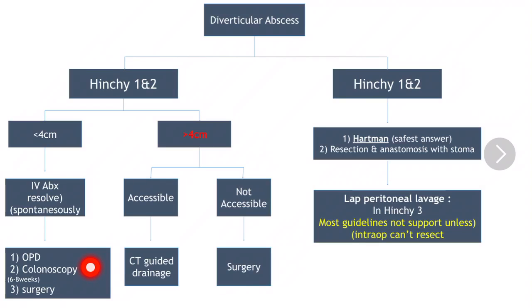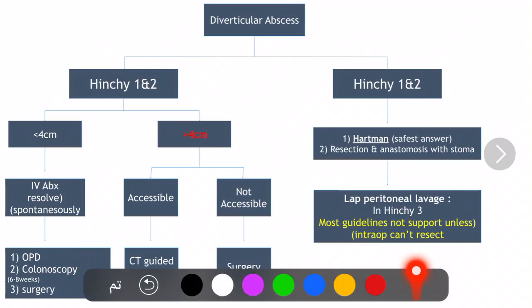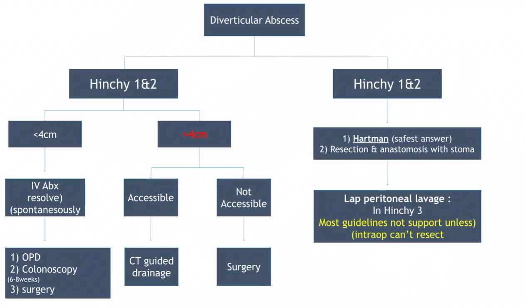Don't miss that point, because this is diverticular abscess, which is a part of the complication. So complicated diverticulitis should always go to surgery, after the OPD, of course, after some time, and after doing colonoscopy by excluding the malignancy. Now the other point is, if that abscess is more than 4 centimeter, IV antibiotics alone will not be enough. So you will check first, is that accessible? If accessible, CT guided drainage. If not accessible, you have to perform the surgery, unfortunately.